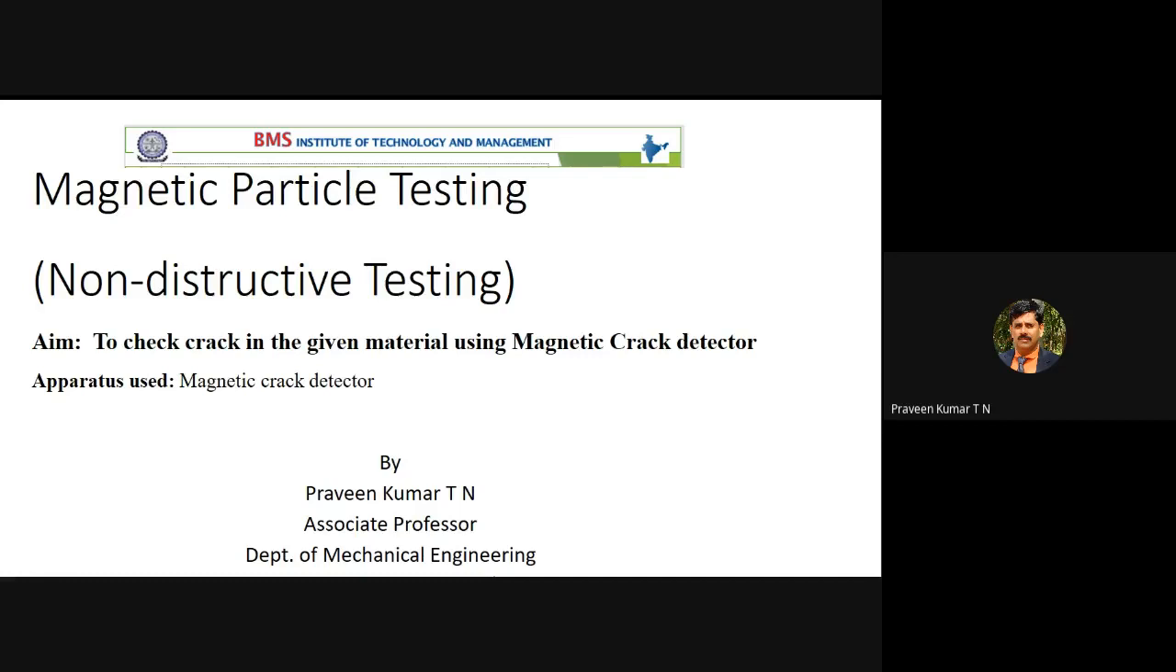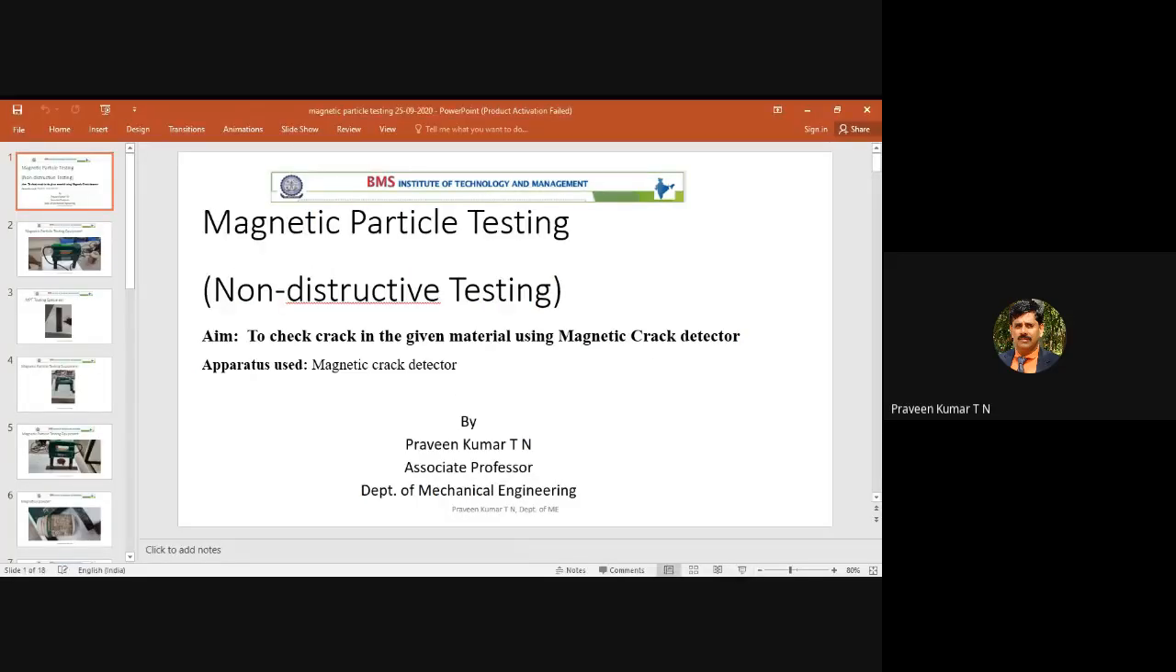When you come to magnetic particle testing, if you are in the 2018 scheme and really interested in non-destructive testing, in the final year, 7th semester or 6th semester, there is one more elective subject referred to as non-destructive testing. Those who are really interested can take that as an elective. There's a complete subject exclusively for non-destructive testing.